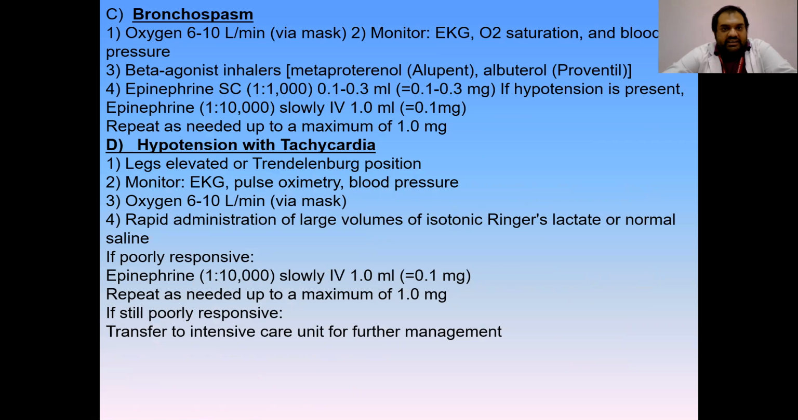If the patient develops hypotension with tachycardia, elevate the patient's legs or keep the patient in Trendelenburg position. Monitor the EKG, pulse oximetry, and blood pressure. Supplement the oxygen at 6 to 10 liters per minute via mask. Give rapid administration of large volumes of isotonic Ringer lactate or normal saline. If poorly responsive, epinephrine 1:10,000 slowly IV, 1 ml, 0.1 mg. Repeat as needed up to a maximum of 1 mg. If still poorly responsive, transfer to the intensive care unit for further management.